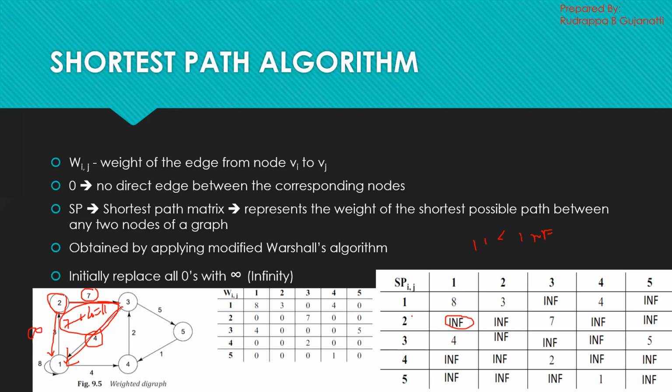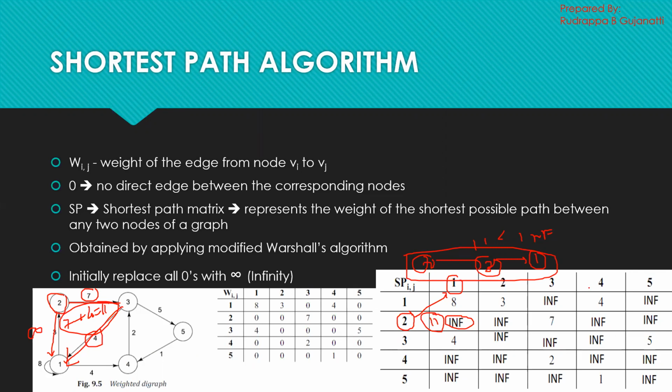So what is this telling? That I can move from node 1 to node 2 with the cost of 11. But in order to do that, you have to first move to node 3 and then you have to move to node 1. So this is nothing but the Warshall's method we are specifying. If there is no direct path, check out with the indirect path.